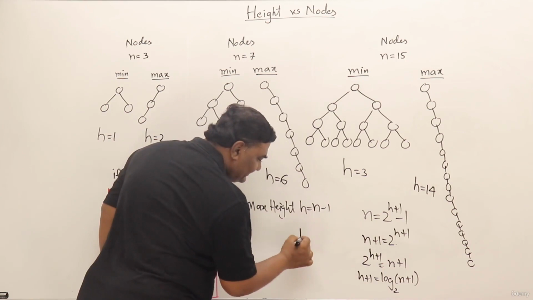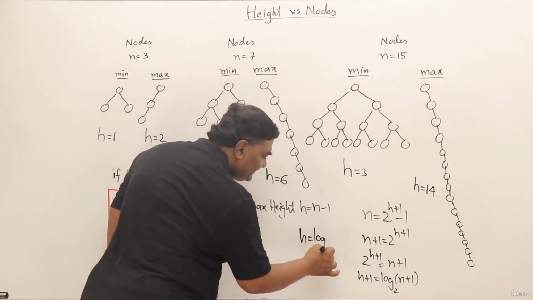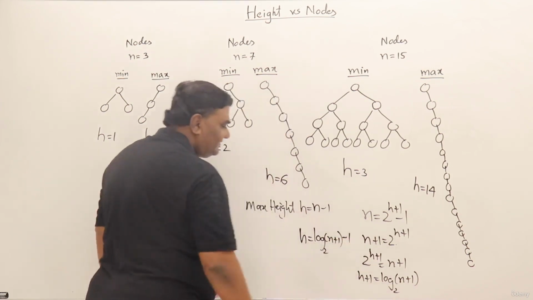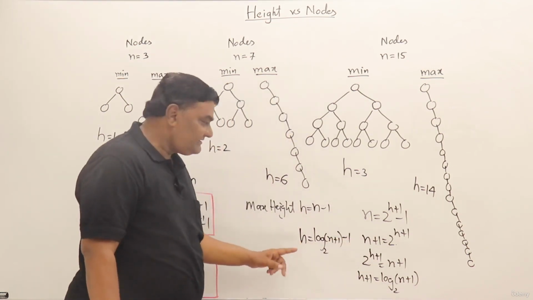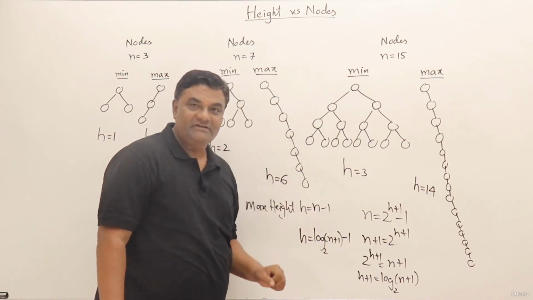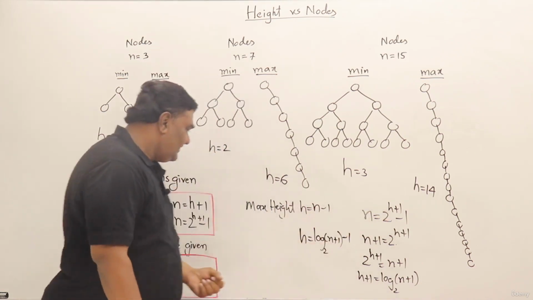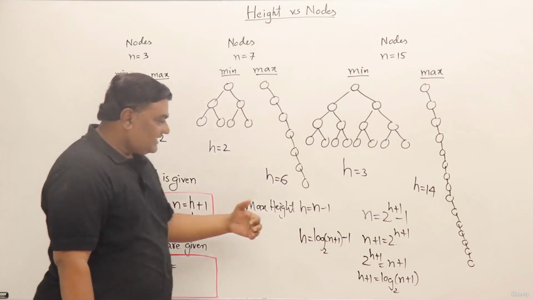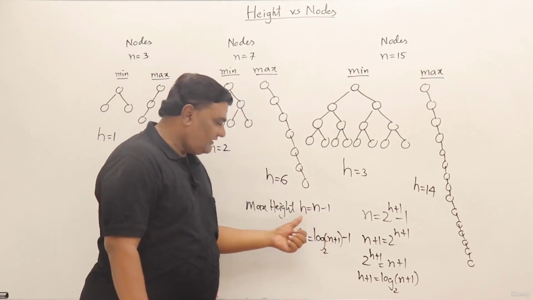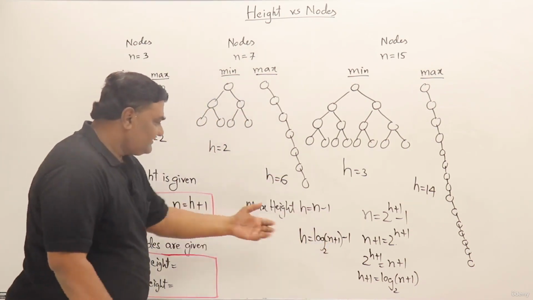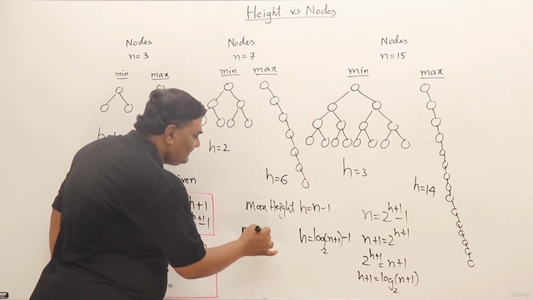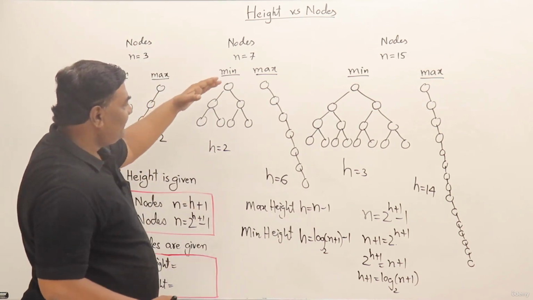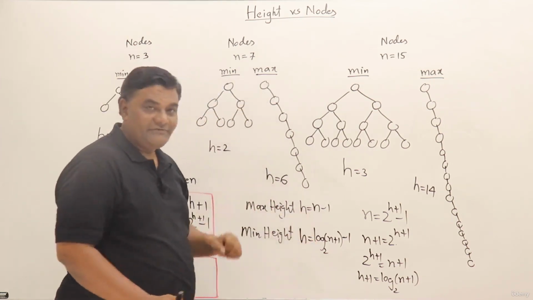Finally, h is equal to log base 2 of n plus 1, and this plus 1, if I send it there, becomes minus 1. So I got the formula for h: h is equal to log base 2 of n plus 1, minus 1. From where did I get this one? From this formula. This was in terms of h to find n, and I converted it in terms of n to find h. This is the answer for minimum height. So if n nodes are given, the minimum height will be based on this formula.